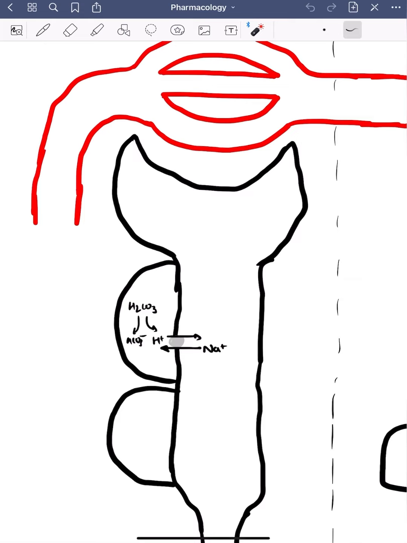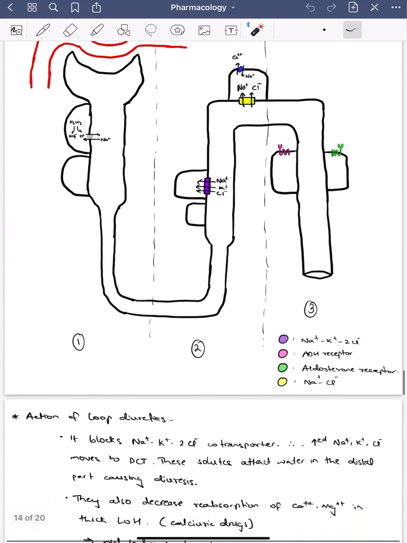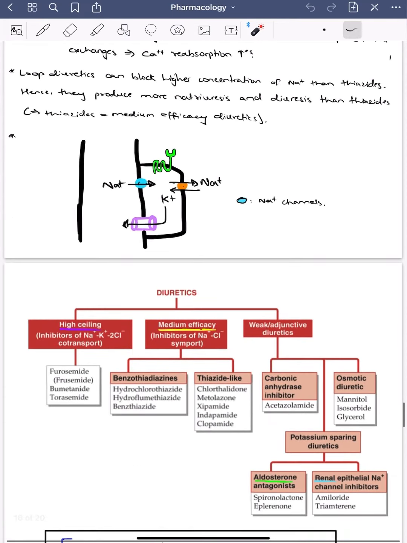So hence by blocking this, we can decrease the amount of sodium reabsorbed and hence cause natriuresis and diuresis. So this is how carbonic anhydrase inhibitors work as a diuretic. And remember, the example of this is acetazolamide.